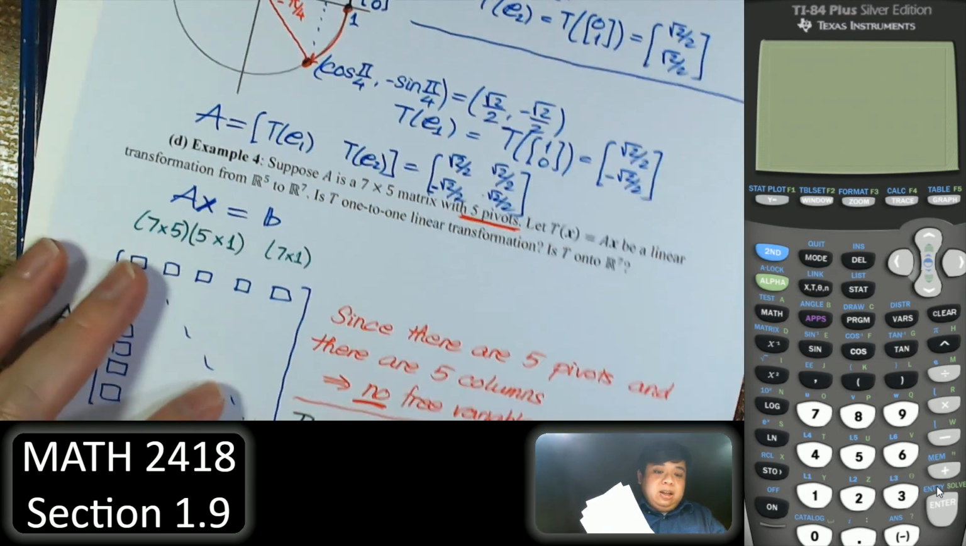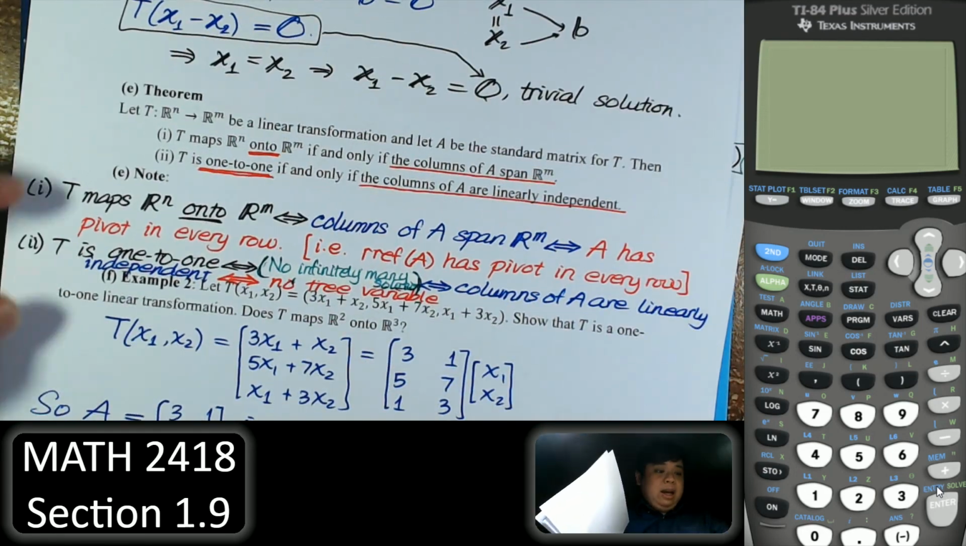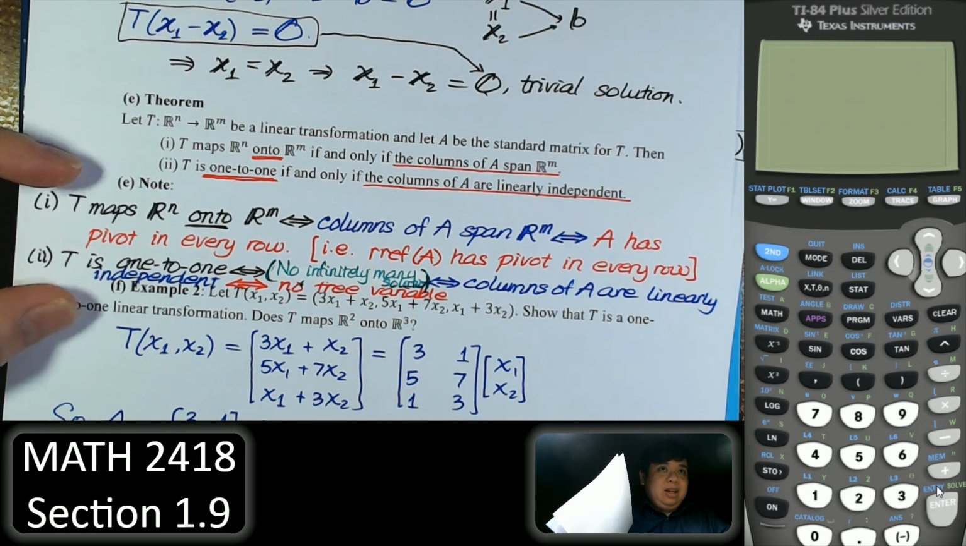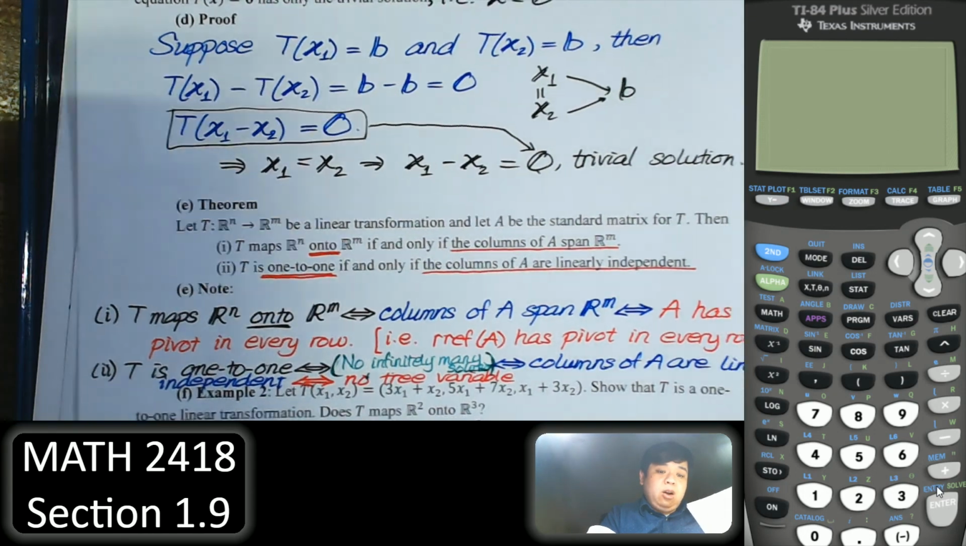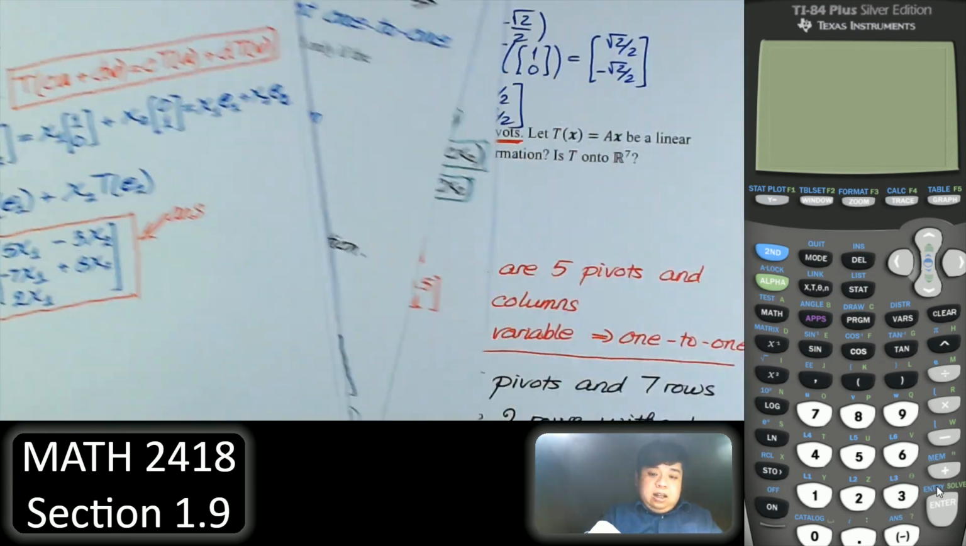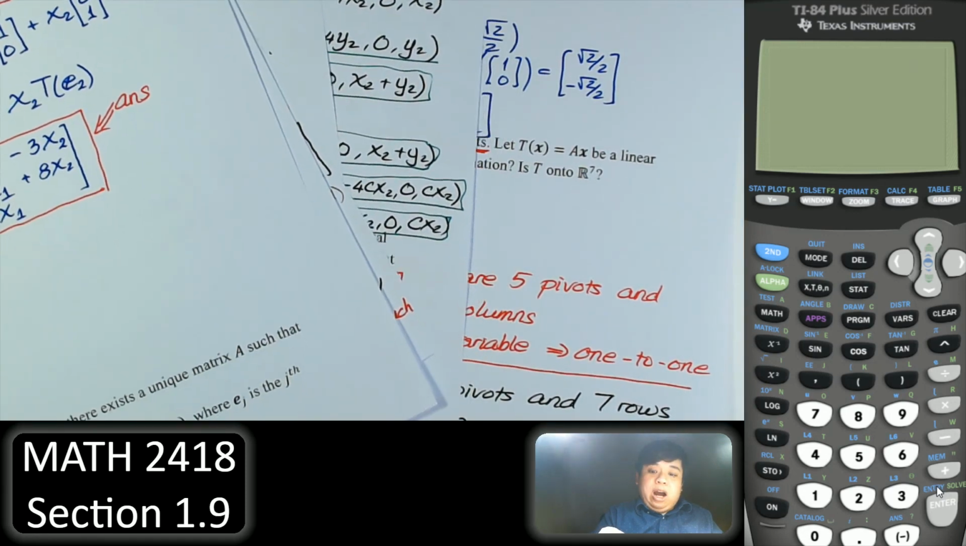The second thing is to determine if it is onto or one-to-one, and we need to know how to determine if a matrix represents a one-to-one transformation, or if it represents an onto transformation. Right, I end section 1.9 here.